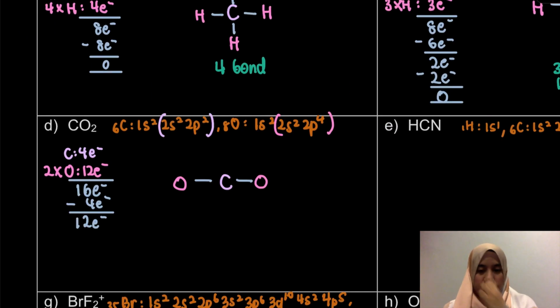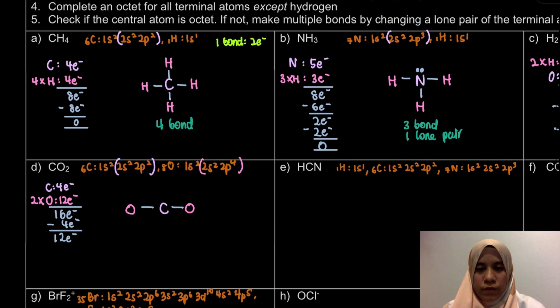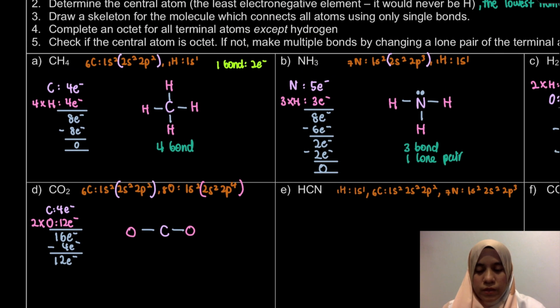Okay, lepas tu, bila 12 electron ni, next is actually, kita tengok dekat sini. Okay, ini macam banyaknya. Okay, next, before we're gonna finish up, fill up the center, it's actually complete an octet for all terminal atom. So, dia kata for all terminal atom kan?